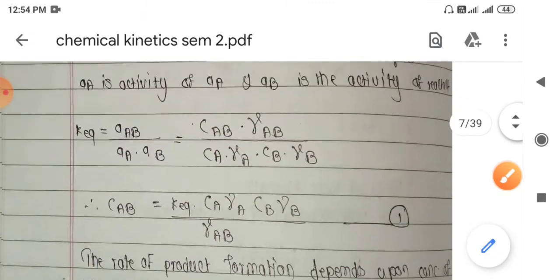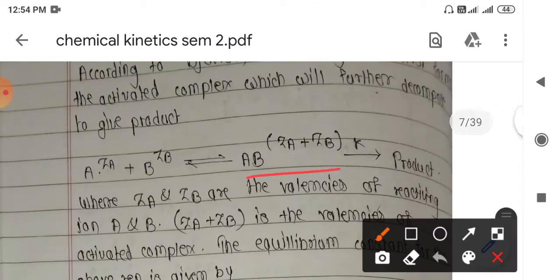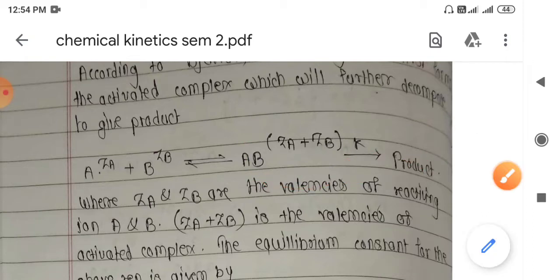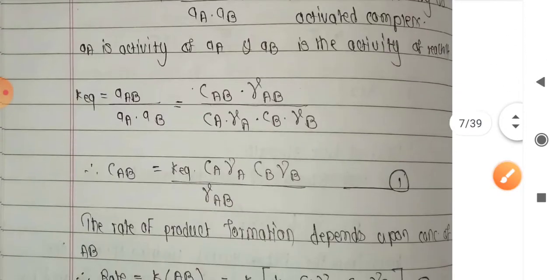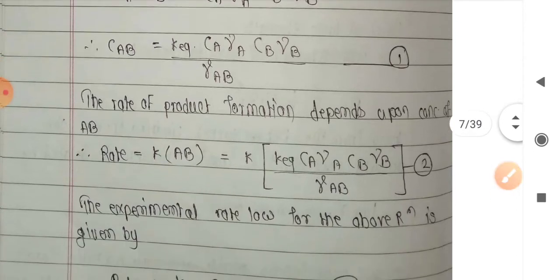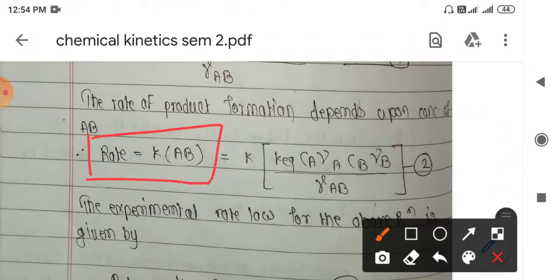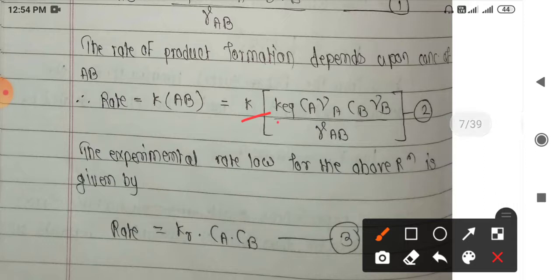Why is it so? Because in the reaction considered for this mechanism, the rate constant of product formation depends upon the concentration of only the activated complex. So the rate of formation is the concentration of this AB into the rate constant of the final reaction, that is K. So the final value will be K into K equilibrium into Ca into gamma A, Cb into gamma B upon gamma AB.